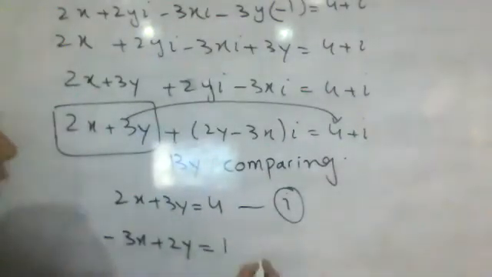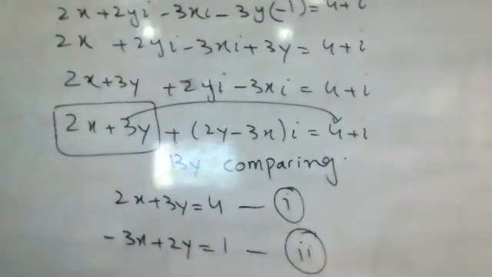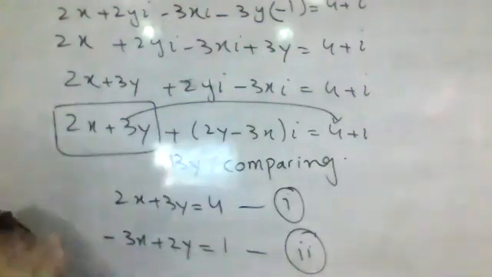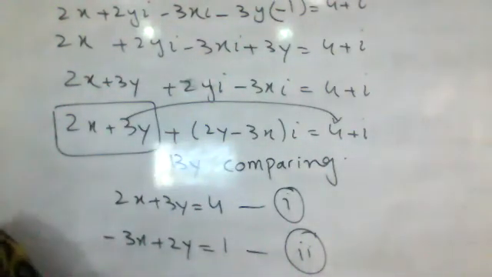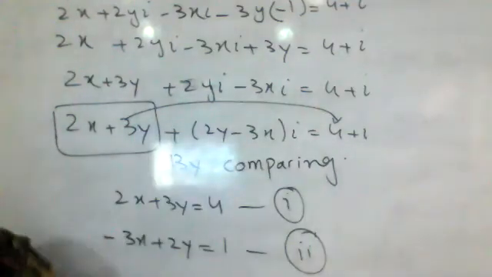So I will write 1. This is my equation number. After comparing, you always get two equations. And what is the method for comparing? The real part will be compared with the real part, and the imaginary part will be compared with the imaginary part.